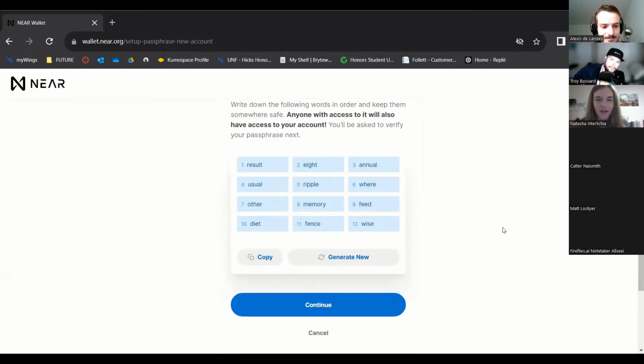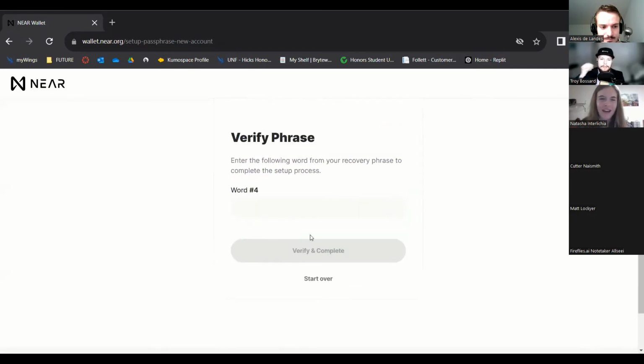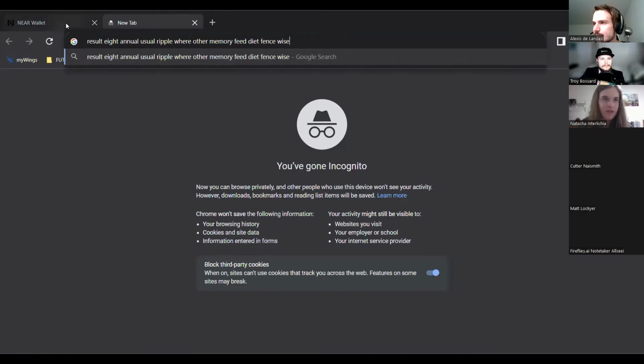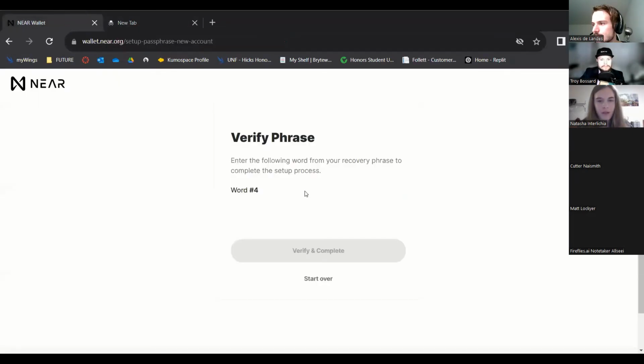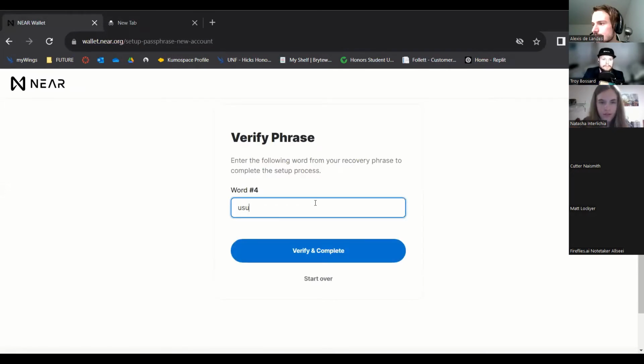So I'm going to copy these for now. I'm not going to use this wallet, so it doesn't matter that you're seeing my seed phrase. Then hit continue. It'll ask you to verify the phrase. I'm just going to copy here to see what my fourth word is, and type that in here.